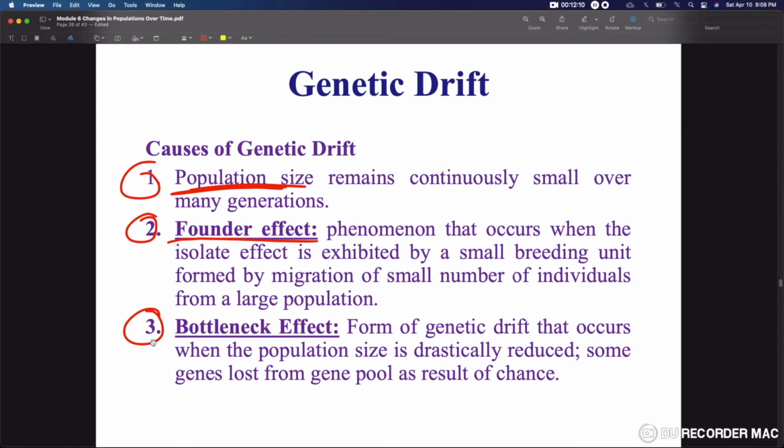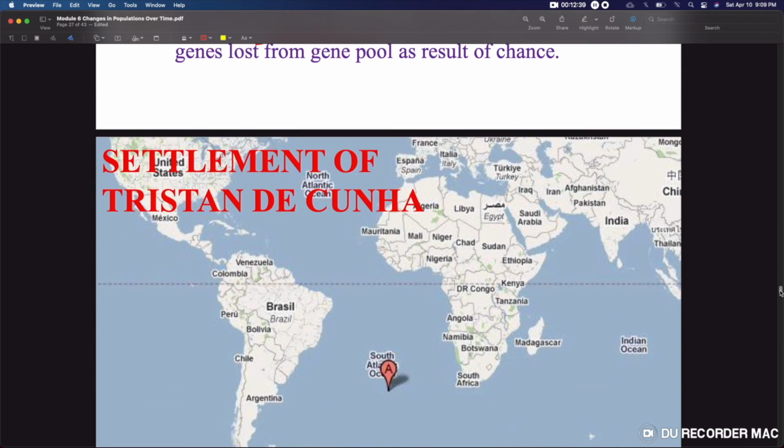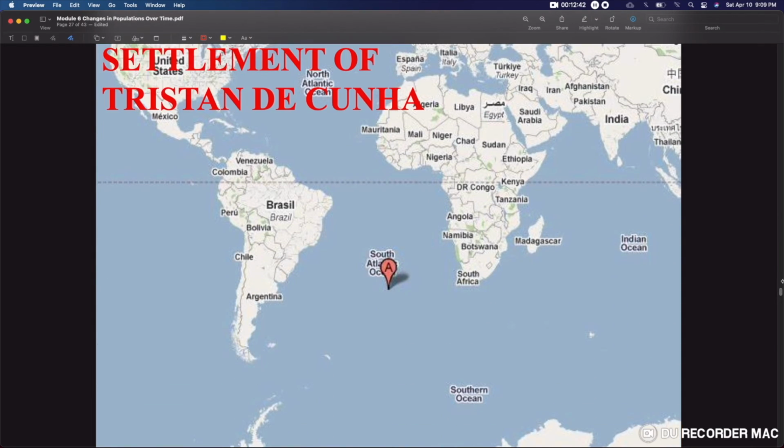Bottleneck effect naman is another example of genetic drift when there is also a population size that is drastically reduced. No? So some of the genes may be lost from that gene pool as a result of that drastic event of reducing that population size, that bottleneck event. Okay, so these are the examples of it. For example, the settlements of Tristan da Cunha. So it's literally in the middle of nowhere. Look at this settlement right here.